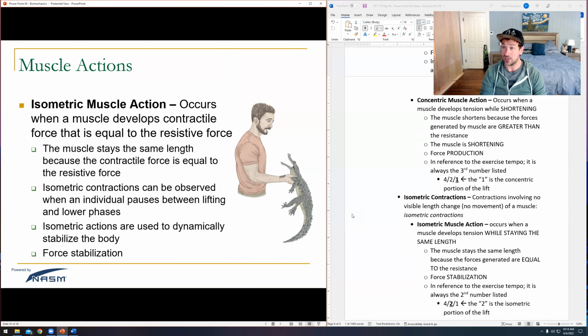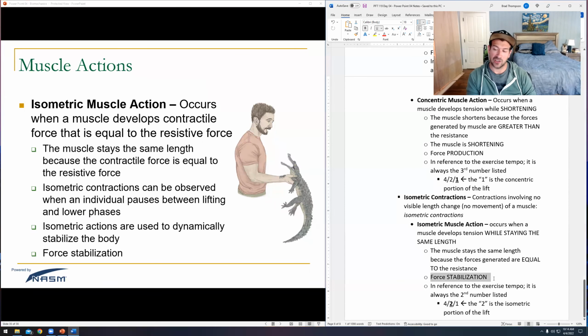This involves no change in length. The muscle's not getting pulled apart. It's not shortening. It's just staying put. So this occurs when the muscle stays the same way. It is generating an equal amount of force to whatever resistance it's working against. If I had 10 pounds in my hand and I held it right here, and I just hold it there, that's an isometric contraction, right? The muscle stays the same length.